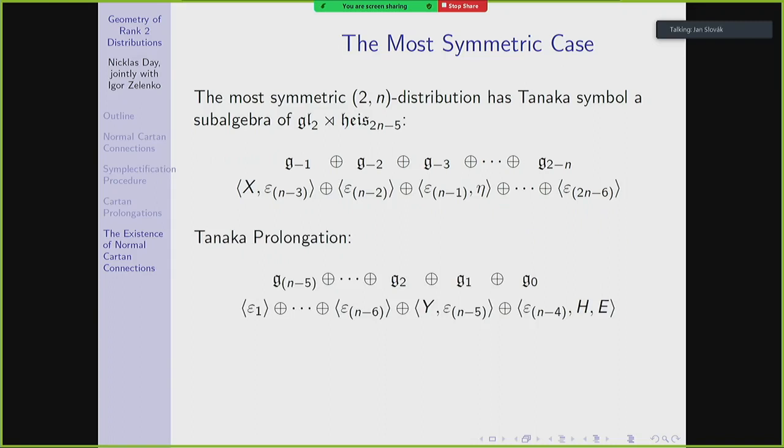Again, we're looking for normal Cartan connections, right? We're looking for G plus invariant normalization conditions. Well, this G plus is enormous, right? It seems like there's very little hope of finding an invariant normalization condition with such a large G plus, and you would be right if you suspected that. There's no normal Cartan connections here.